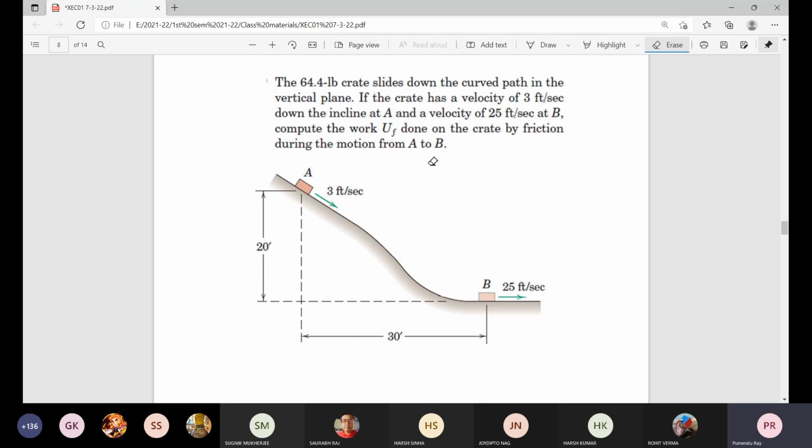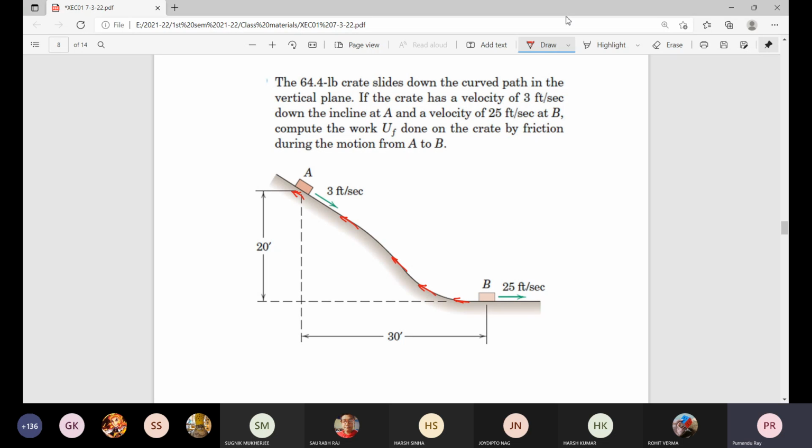Now what about the direction of friction? Opposite to the direction of movement. But what about the exact direction that is opposite to the direction of movement? Sir, horizontal. Not horizontal, tangential to this path. Yes, sir. But we do not know the slope of this path. It is varying. It is not a simple straight line slope.